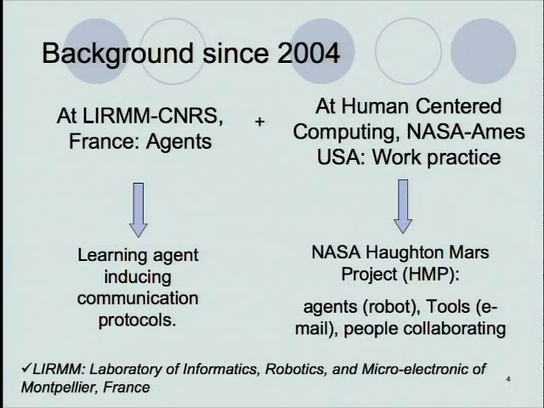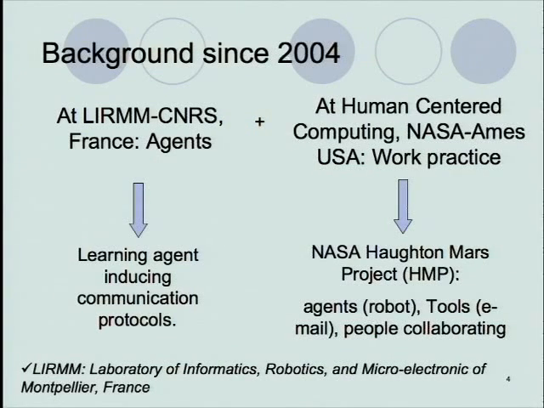Similarly, in 2004, I met Bill Clancy, who's the chief scientist at Human-Centered Computing at NASA Ames. He read my workshop paper on agents and communication protocols, and then he came back with a handful of comments on future direction. He started to narrate the challenges they were facing during the NASA Haughton Mars project, NASA HMP for short. This is an exploration project aimed at developing new technologies on agents and tools to support people collaborating in cross-domain collaboration. One of the aims is to design these tools so that you can support robots and humans to explore Mars and other planets in the future.